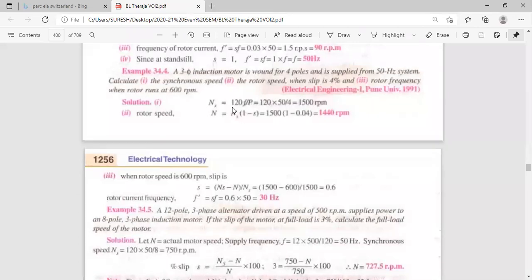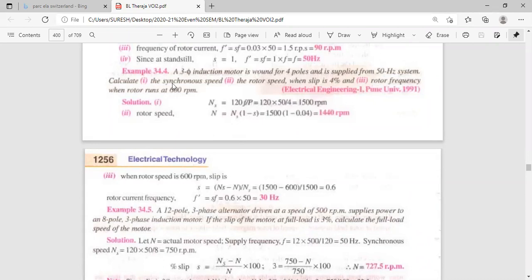120 F by P. We know the frequency and poles. P is 4, F is 50. We will get 1500 RPM. Next, this is the stator speed. Next, rotor speed when S is equal to 4%. We know the formula: N is equal to Ns into 1 minus S. Ns is 1500, we have calculated. S they are giving as 4%.